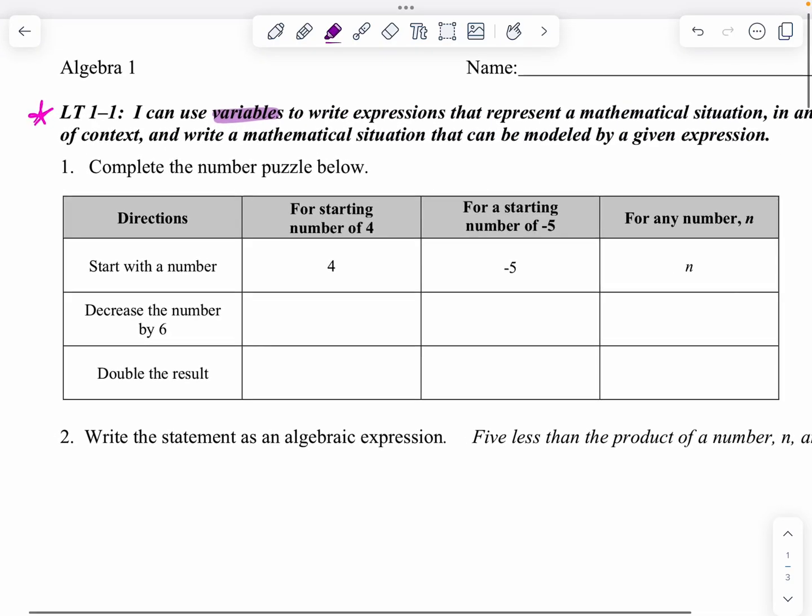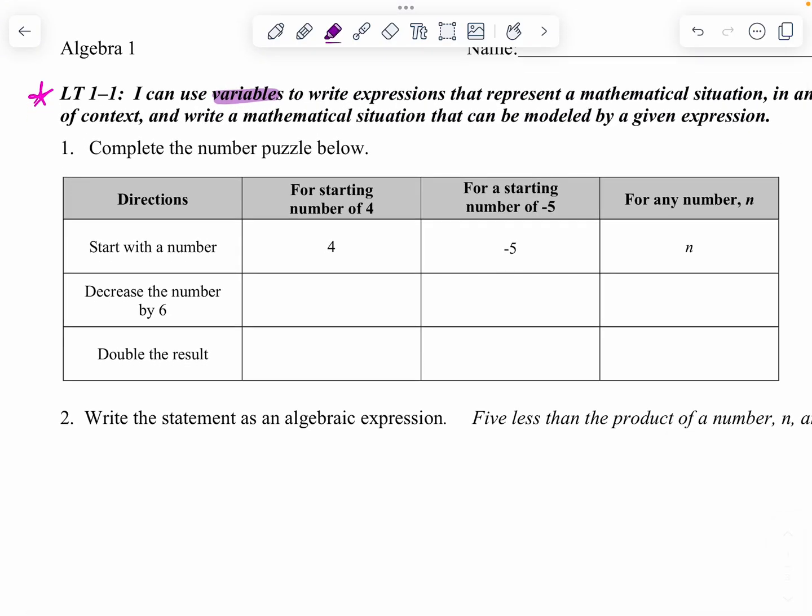Okay, so for these magic numbers, we're just going to work column by column. Not every student does this. You can do it in lots of different ways, but I'm just going to go column by column, and I'm just going to follow whatever directions are here. So it says start with a number. They told me to start with 4.